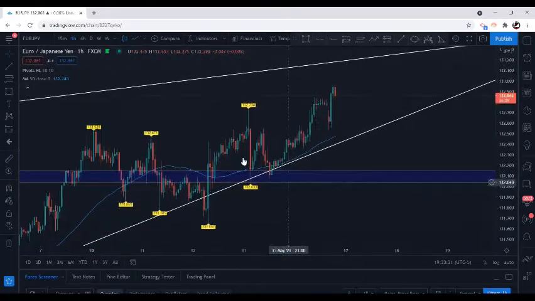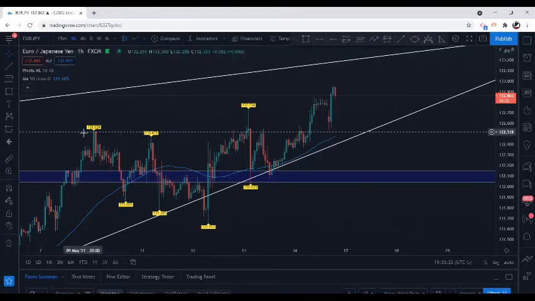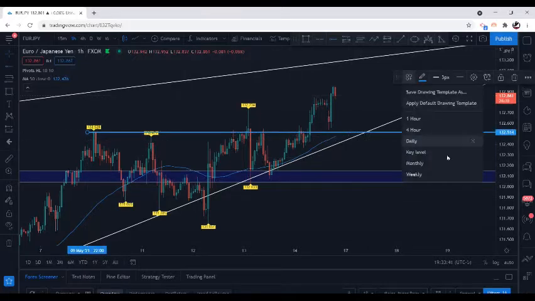Right here we can see that we made a high. This is a level in the market that price reacted to quite a few times before we got a breakout.